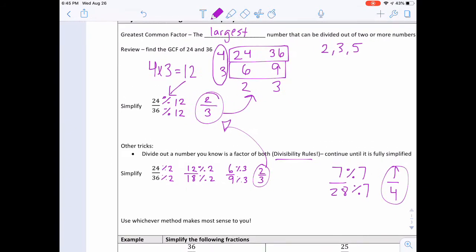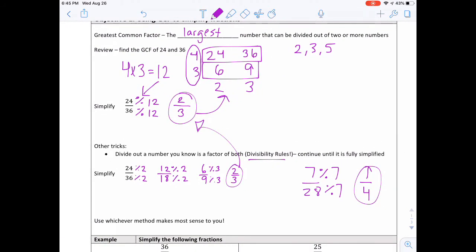In both methods, you are just repeatedly dividing out. It just looks a little bit different, and the steps are a little bit different. Use whichever method makes the most sense to you. If you like the cake method, use that method. If you like to repeatedly divide out, go ahead and use that method. If you want to find that GCF and divide out, that's fine as well. Again, whatever makes most sense to you should be what you do.